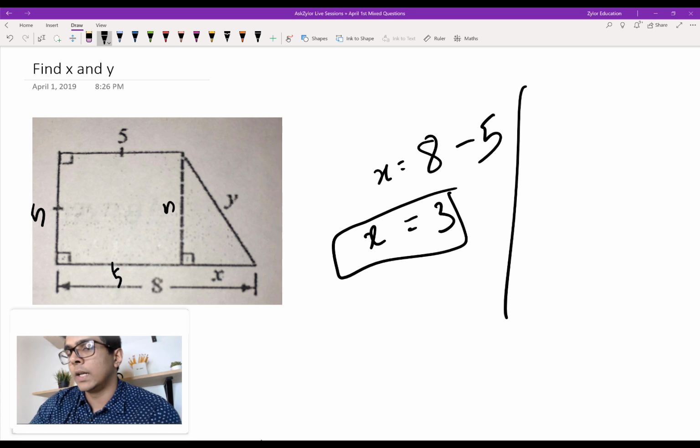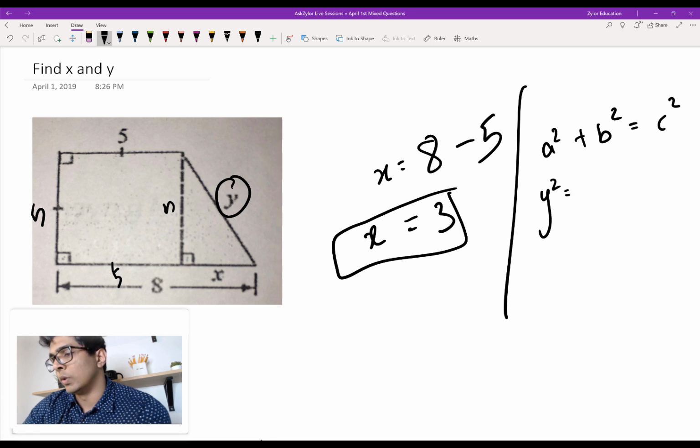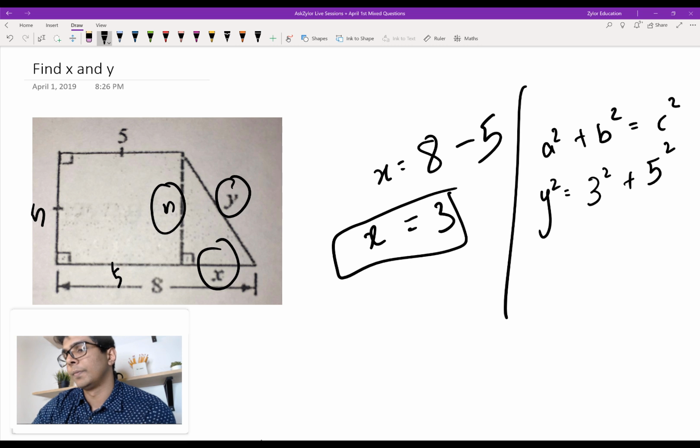And for the y, I have to use the Pythagoras theorem. Right? So I'm going to write my Pythagoras theorem, it's a squared plus b squared equals c squared. In this case, my y is going to be my c. So I have c squared is equal to x, which is 3 squared, plus my other side is going to be 5 squared, so this and this.